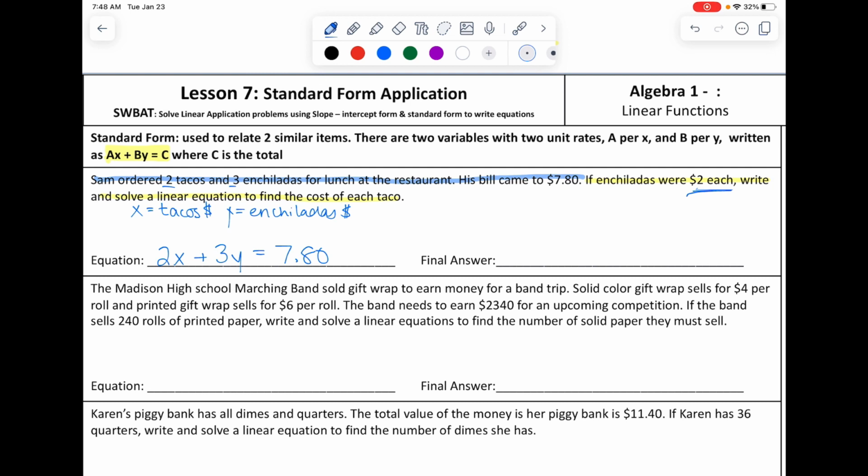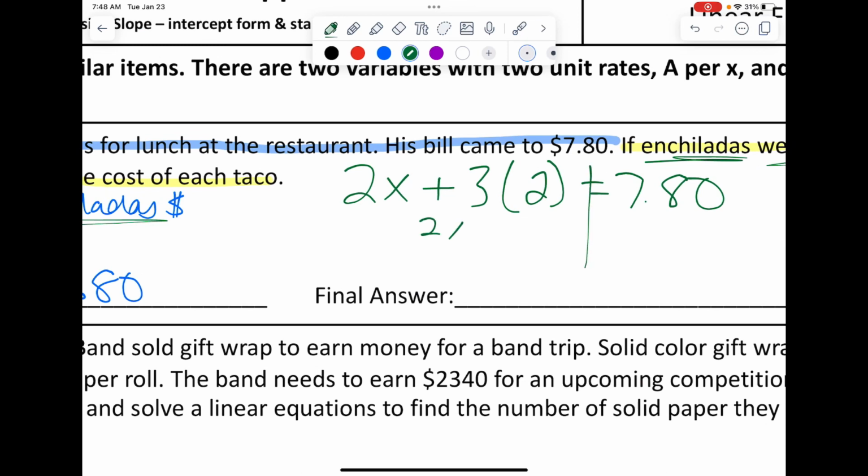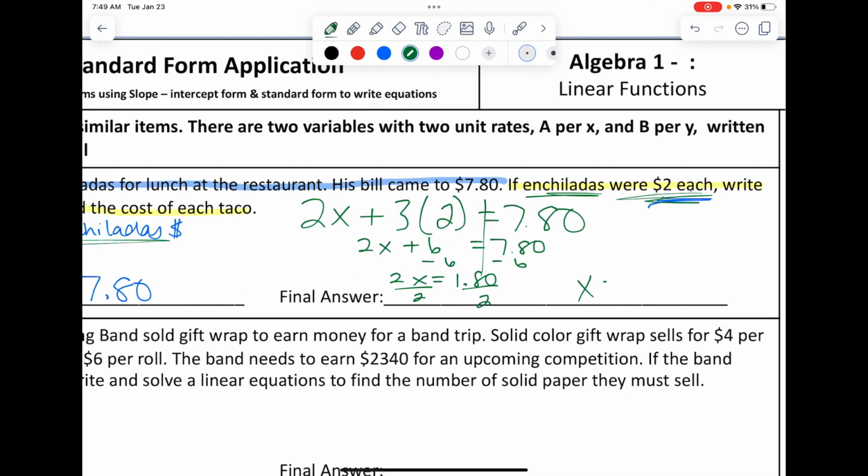Now we can answer the question: if enchiladas were $2 each. So let's plug that 2 in. Enchiladas is going to go in for Y. And we rewrite 2x plus 3, plugging in 2 for the price of the enchilada, is equal to $7.80. You're going to multiply to get 6. Subtract that 6 over to get 2x is equal to 1.80, and divide by 2 and we get x, the price of a taco, is 90 cents.